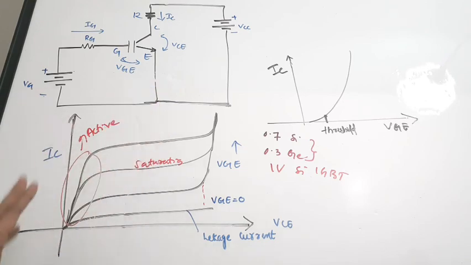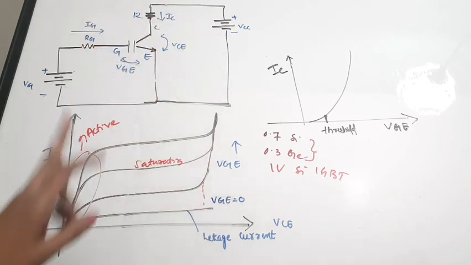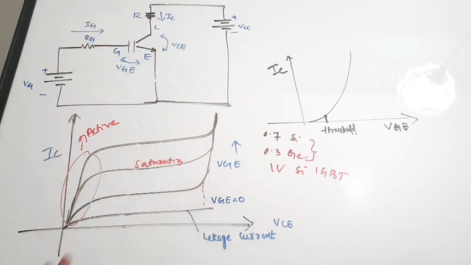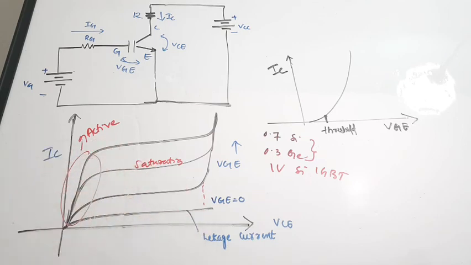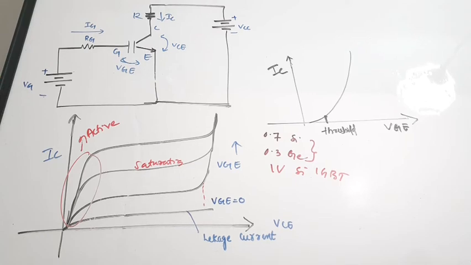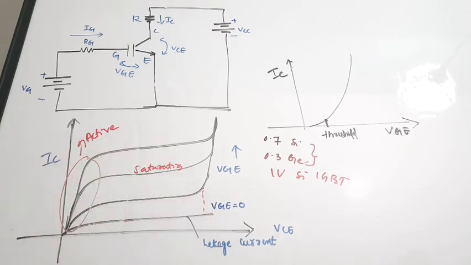There is a linear relationship between IC and VCE as the VG is increasing, and then there is a saturation region, and this region is the cutoff region where the current is very less, and the current is actually a leakage current, a very minor value of current. Okay, so these are the various regions of operation of IGBT, and this is what the characteristic looks like. So that's all about the characteristics.